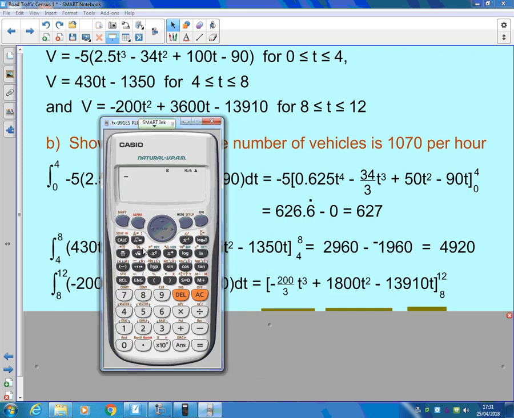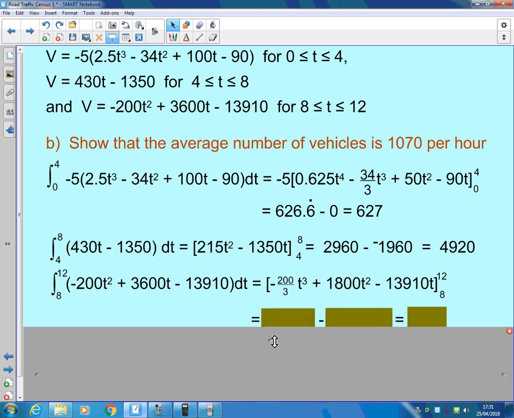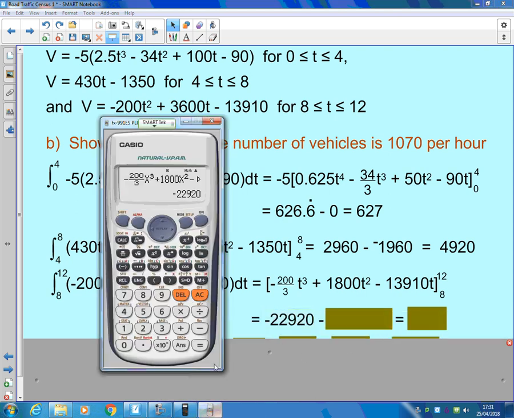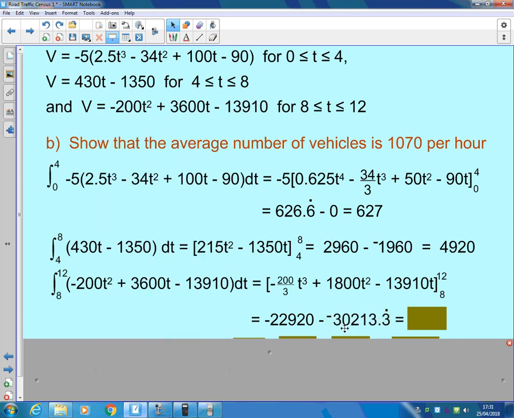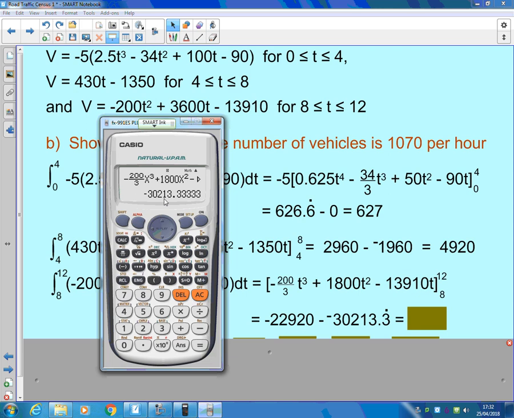Okay, let's do minus, then a fraction, 200 over 3, move to the right, alpha x cubed, plus 1800x squared, minus 13910x. Okay, and I want to do calc 12. I should have checked it, but let's just see. Minus 22920, that's what I got before. And calc 8 equals minus 30213.3 recurring.